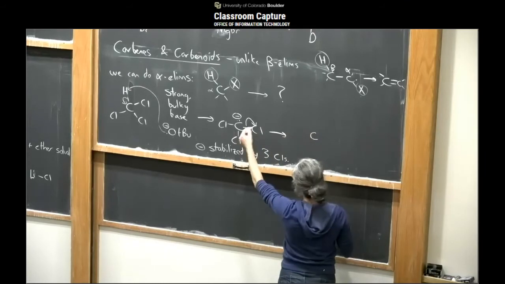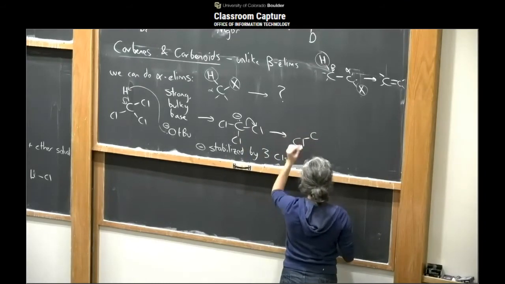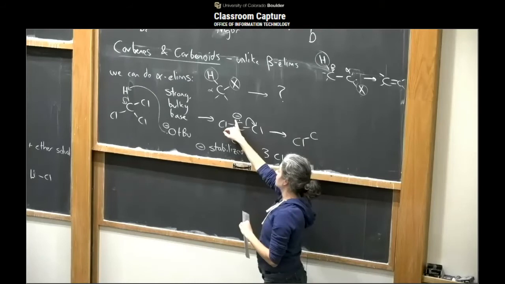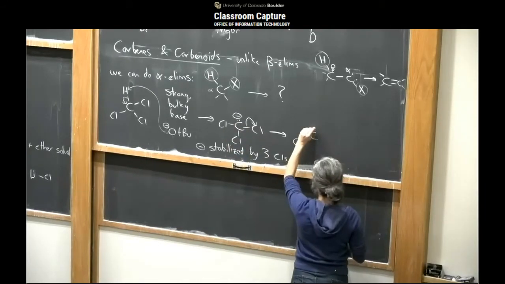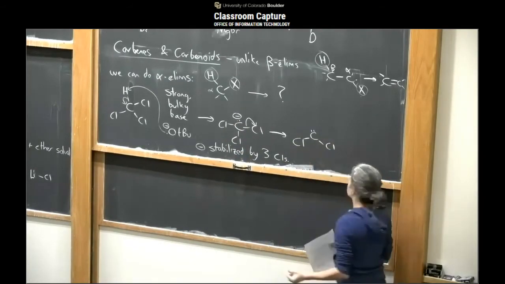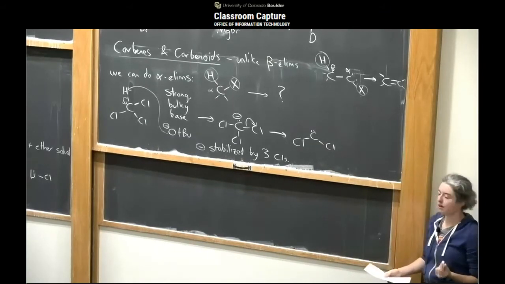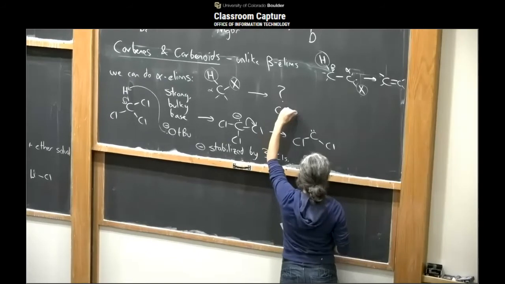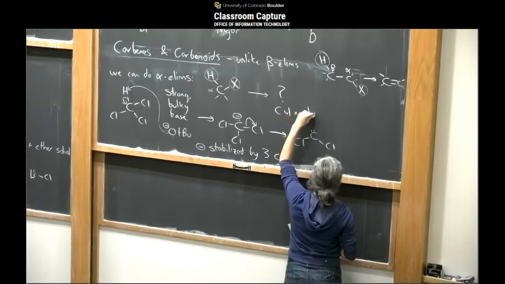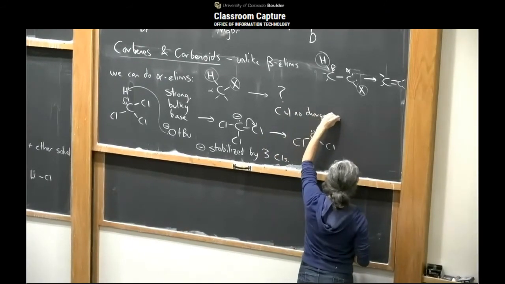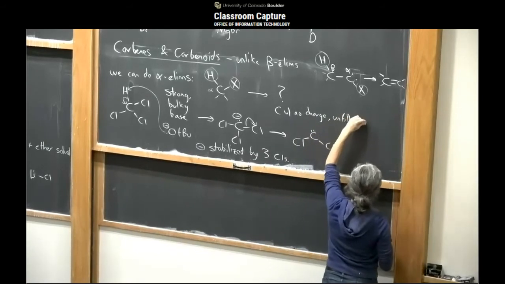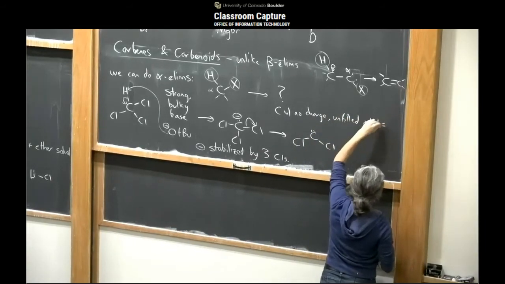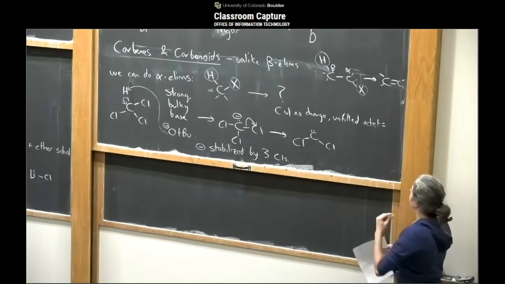That puts us in a really weird situation, because the carbon here has a lone pair but only 2 chlorines attached to it. So it's got an unfilled octet. It's a carbon with no charge but an unfilled octet. This is called a carbene.